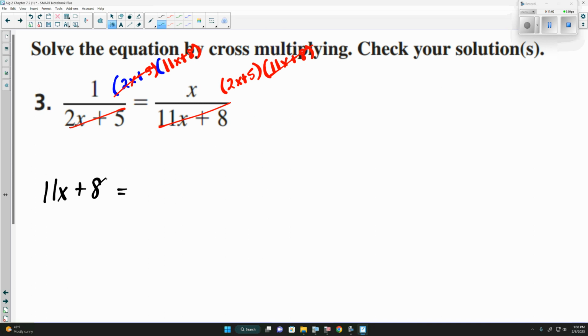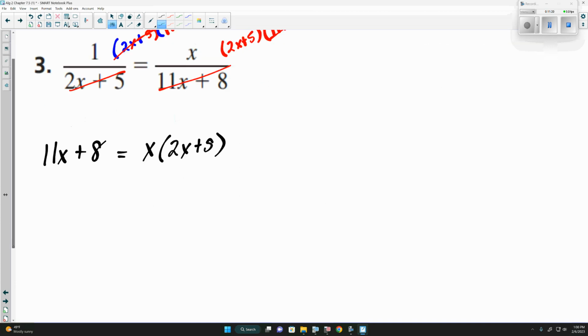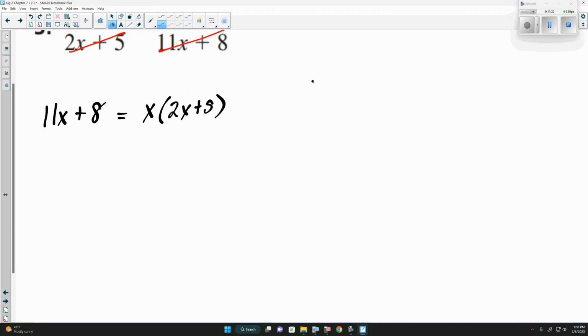Multiplying by 1, I think, especially in kindergarten or younger grades, was the nice one to do right after 0. 0, I think, is the one we always like multiplying by because everything turned out to be 0. Now, on the other side, we have x times 2x plus 5. Yes, we do need to distribute, which would give us 2x squared plus 5x. Over here we have 11x plus 8.